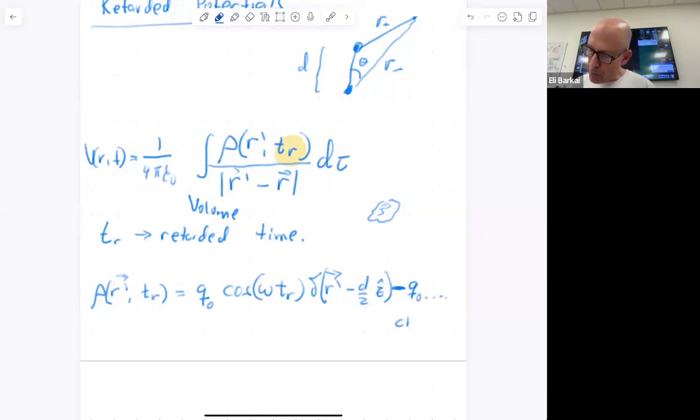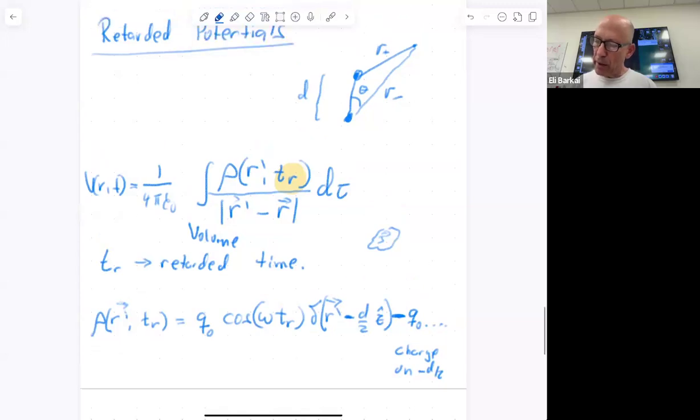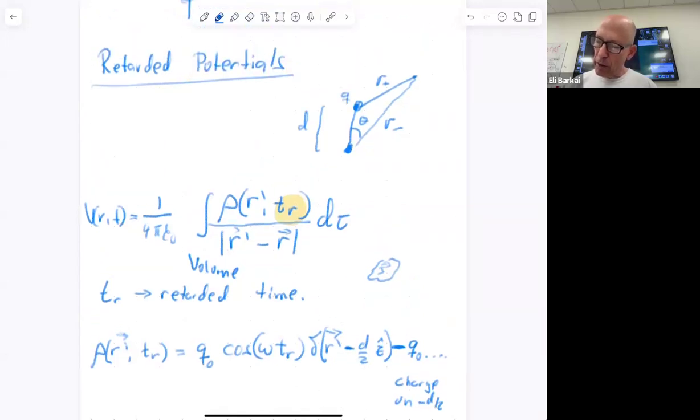This is the charge on minus d over 2. So the minus here is because the position now is plus d over 2. And you'll have a similar expression, but now with a plus for the other charge. Again, this is the charge here and the charge here that depend on time. I think this is obvious.